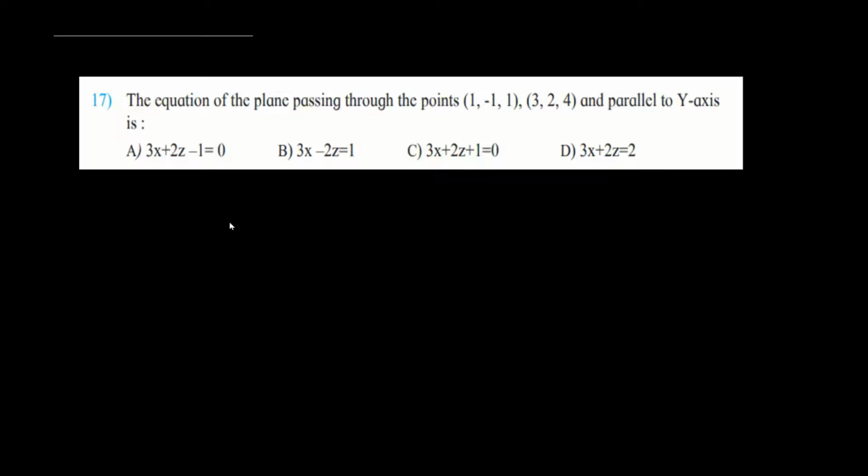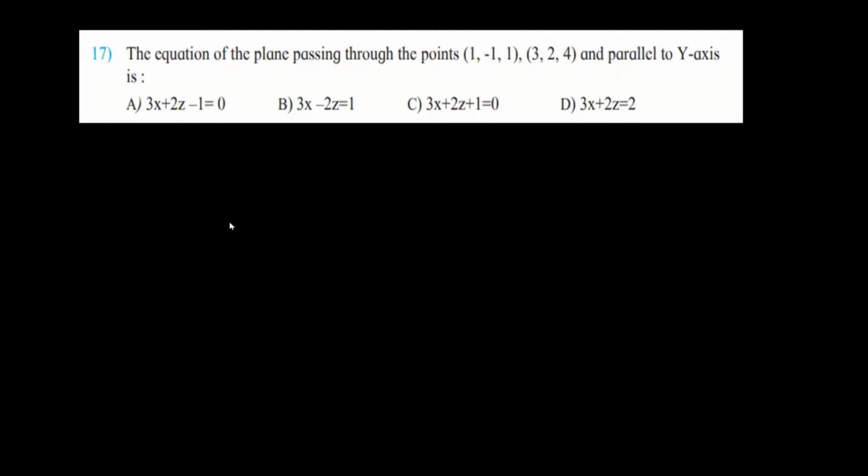The 17th question now. In the 17th question, the equation of the plane passing through the points (1, -1, 1) and (3, 2, 4). So the plane passes through 2 points given over here and it is parallel to the y-axis. And this equation is what we have to find out from the options which are given. Now, the plane is parallel to the y-axis. They have given that the given plane is parallel to the y-axis.